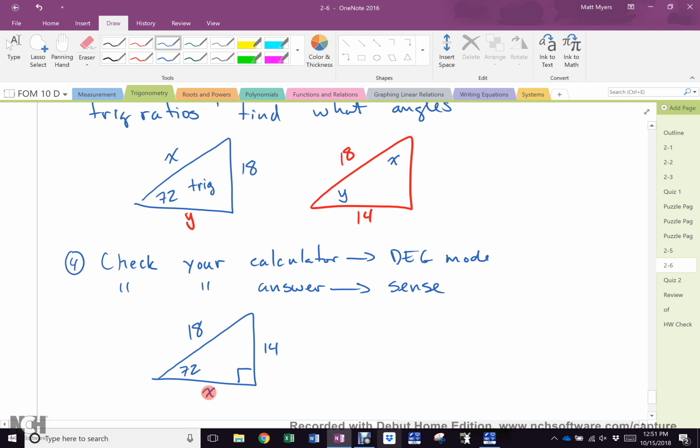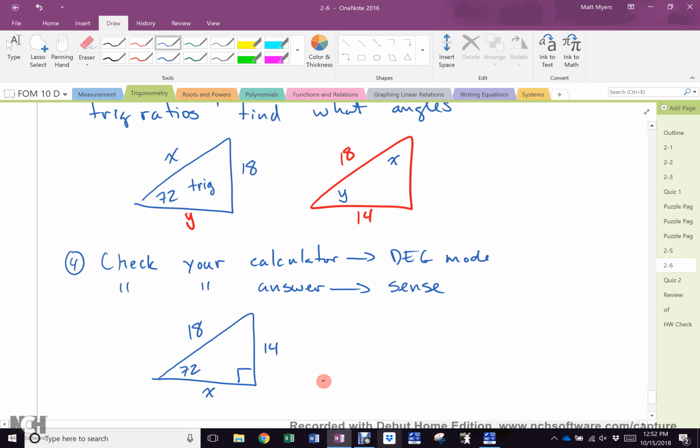So, now, if I did that, what do you know about the value for x? It must be what? Smaller than 18. Before you touch your calculator, know that your answer must be less than 18. Then, when you go to your calculator, if you get more than 18, do not write it down. Clear? Good.